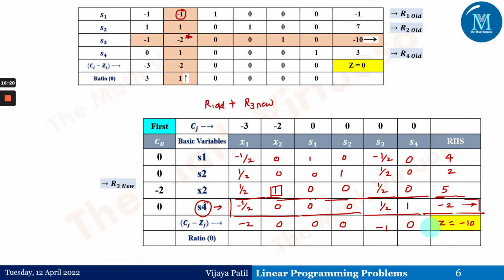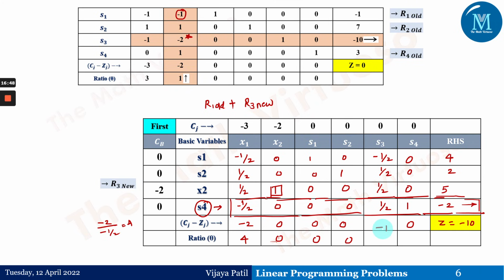So Z equals -10 in this particular step, or you can say first iteration. Now how can that ratio be calculated? Ratio is -2 upon minus of 1 by 2. So it is -2 upon minus 1 by 2, that will give us plus 4. Then it would be 0 here, then 0. It would be 0 because these elements are already 0.